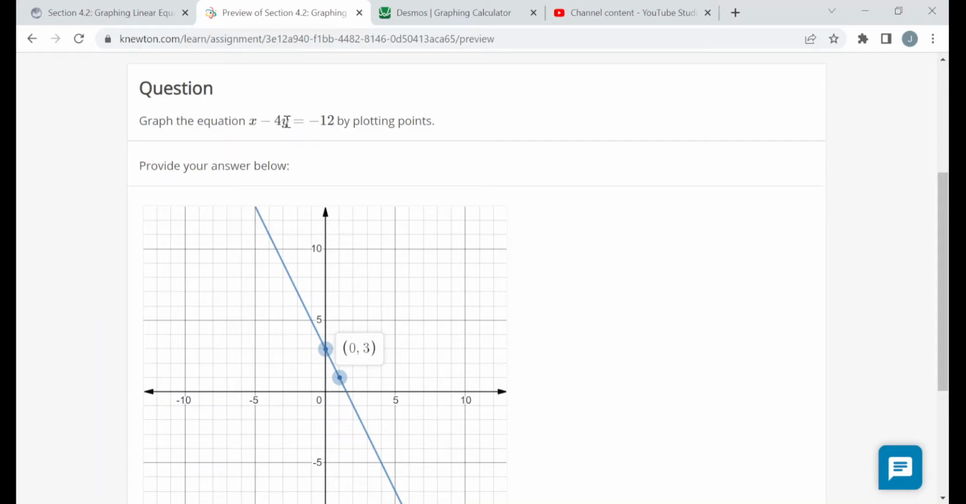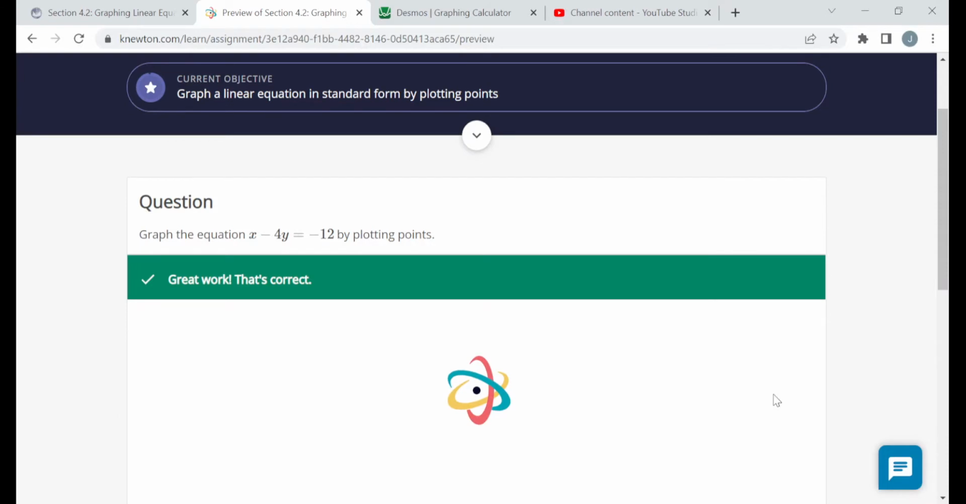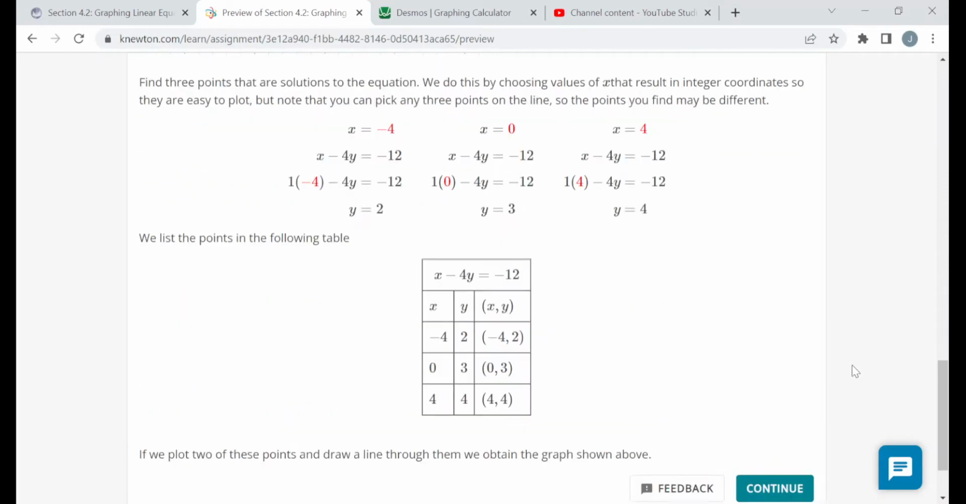And if y were 0, x would have to be negative 12. All right, so negative 12 for x, and 0 for y. So negative 12, 0, and 0, 3. Those are two solutions of this equation. Again, you can find other ones, but they should fall in this same line. Wonderful. All right. And that should be it for this preview version of this assignment.